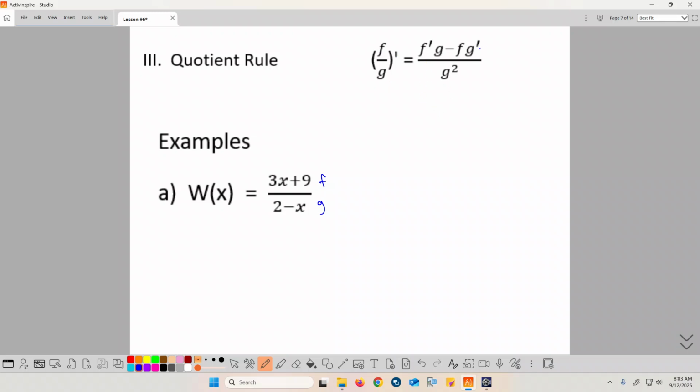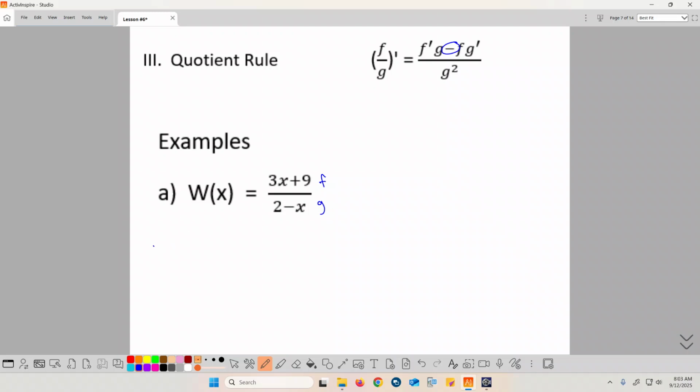So this looks pretty similar to the product rule. The only difference is that we know that division tends to go with subtraction, whereas multiplication tends to go with addition. And so that's really the main difference here, of course, in the numerator. That's f prime of g minus g prime of f. And then the denominator for the quotient rule is always going to be g squared. So that's just your denominator squared.